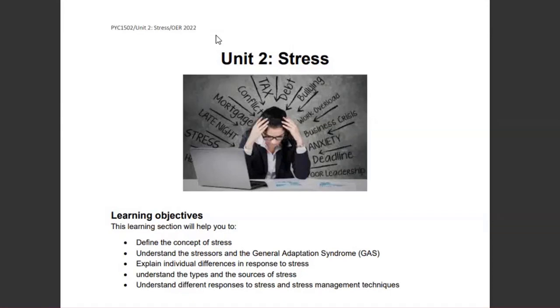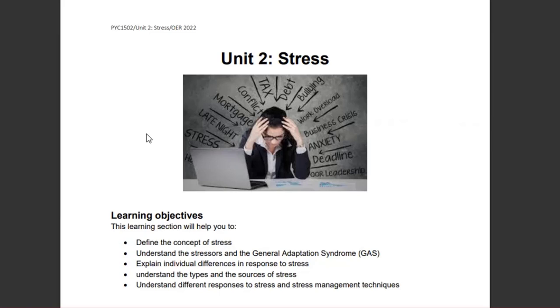Unit 2 stress, it says learning objectives. You'll find your study unit in myUNISA. This module doesn't have a prescribed book. Same as PYC1501, they both have no prescribed book, instead recommended books. So there's a difference between a prescribed book and a recommended book. A prescribed book is a must to have, meaning the examination will be based on the prescribed book. However, if it's a recommended book, it's for additional information. You can consult it for additional information.